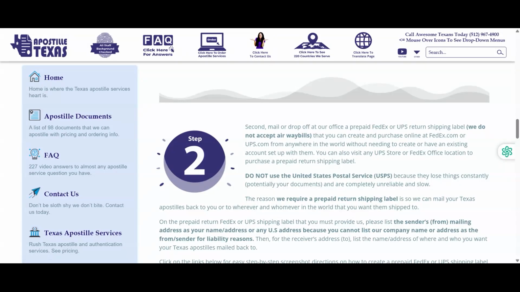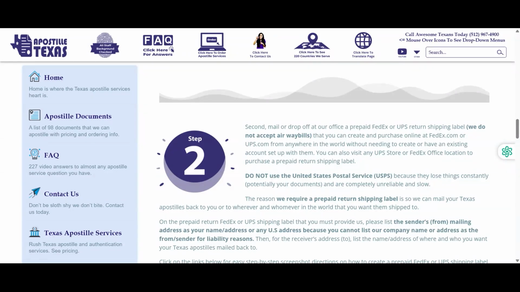You can only upload on our order form page, which is down below in step 3 that we'll go over, copies of the documents that you want apostilled, and give us your unique SOS file number, which we talk about in step 1. So all you have to worry about on shipping is just giving us a prepaid return shipping label so we can mail your documents back to you.